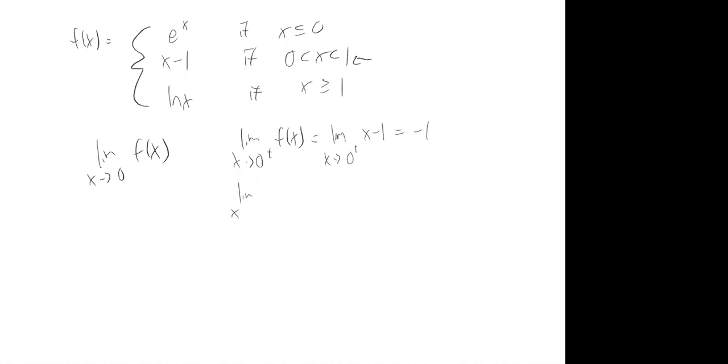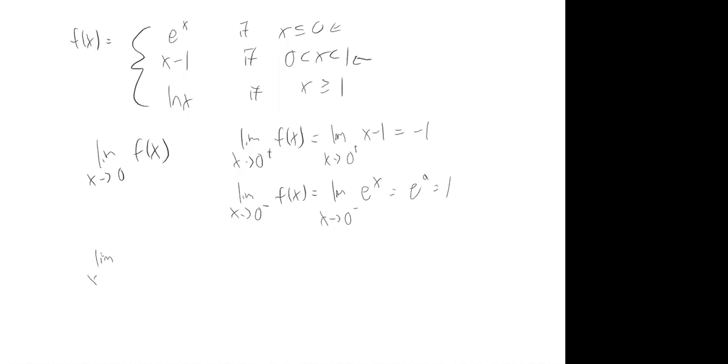All right, now x goes to 0 from the left. The first question you ask yourself: if I'm approaching from the left, am I approaching with numbers bigger than 0 or smaller than 0? So which equation should I use? Yeah, this one, e to the x. And you can plug in too, e to the 0. e to the 0 is 1.